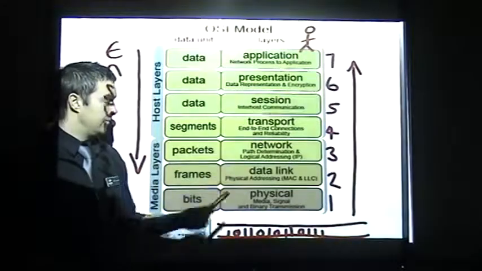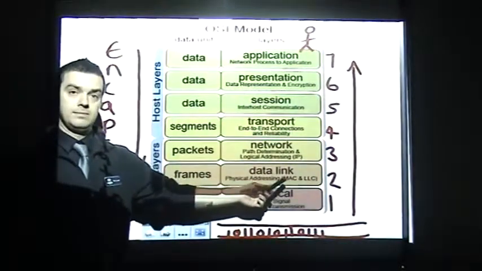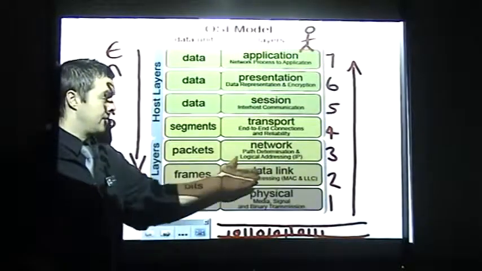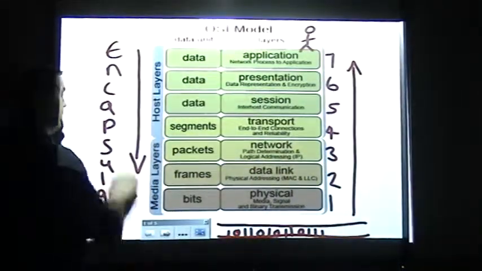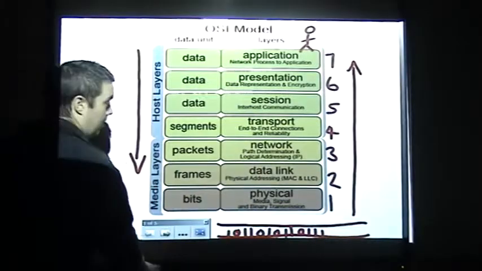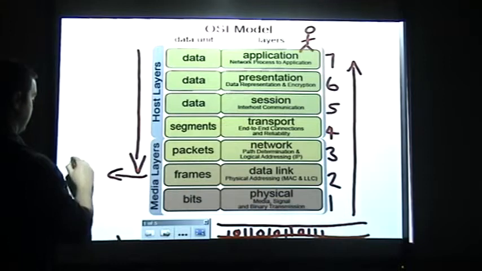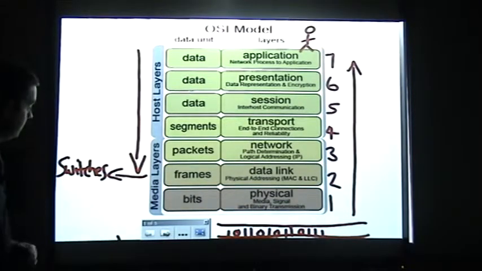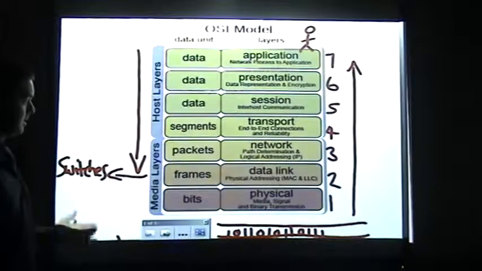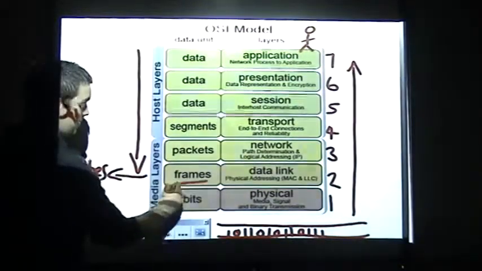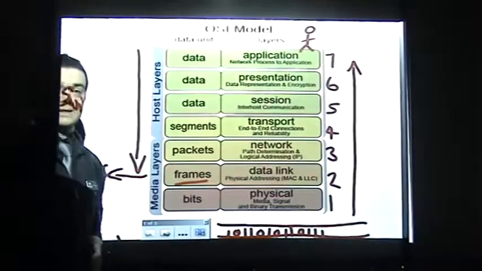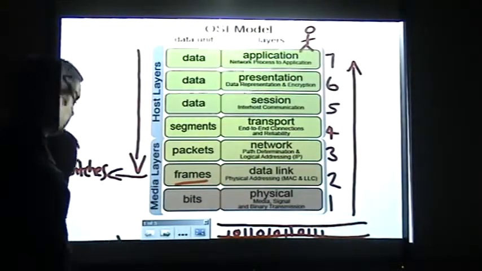On the data link layer we've actually got physical addressing, media access control. This is where MAC addresses live. And because MAC addresses live on the data link layer, this is where switches live. Okay, so therefore switches actually forward frames, which live on the data link layer of the OSI model.